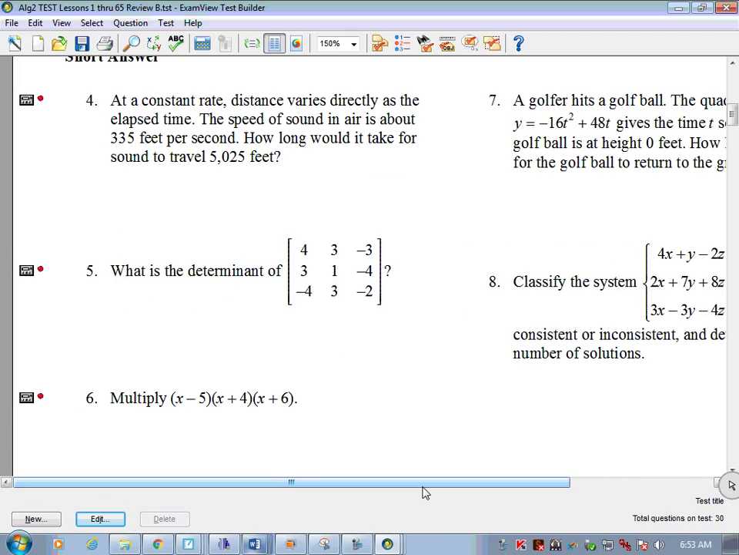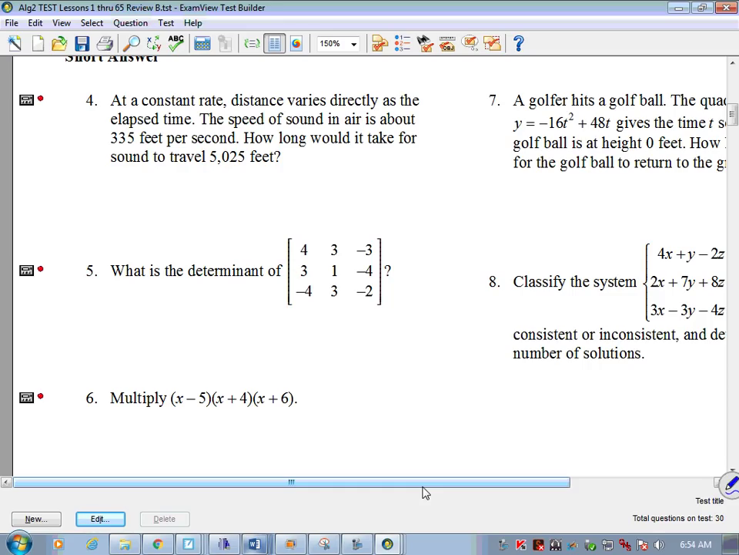At a constant rate, distance varies directly as the time elapsed. The speed of sound in air is about 335 feet per second. How long would it take for sound to travel 5,025 feet?